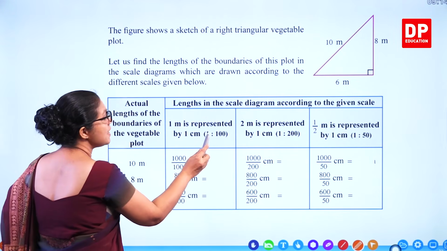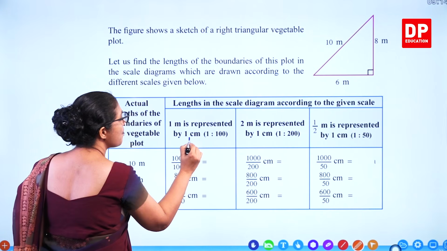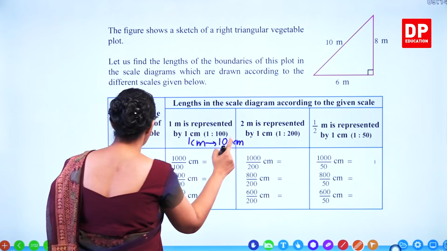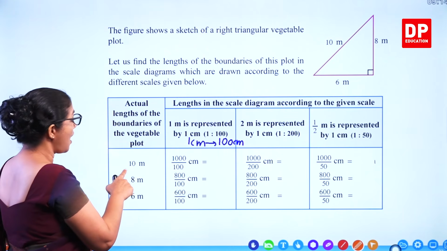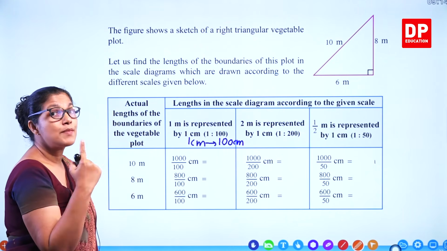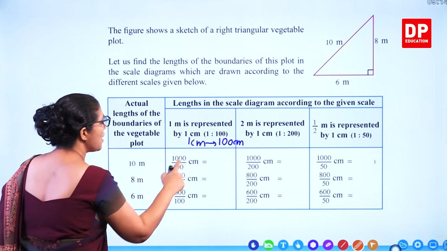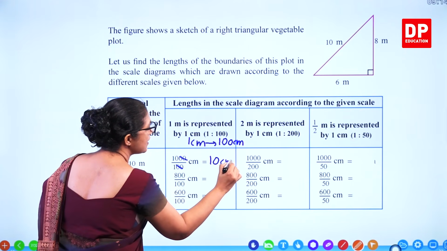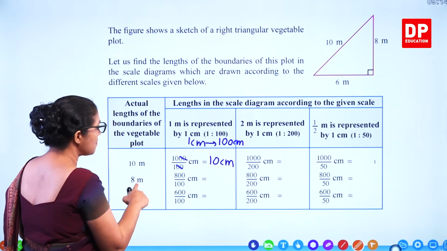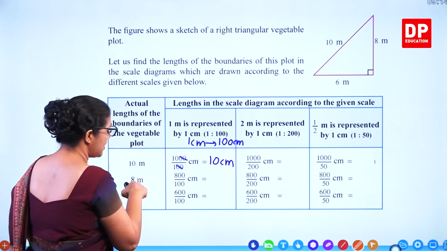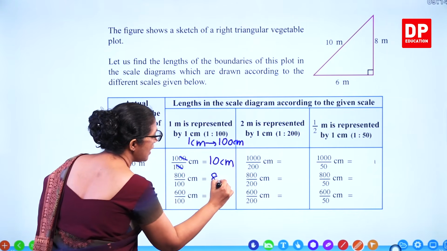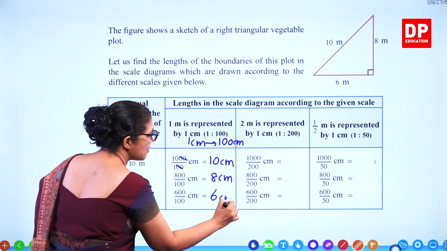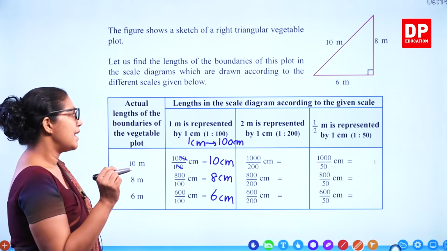So 1 to 100 means 1 centimeter represents 100 centimeters. So if this is 10 meters, that means 10 times 100, 1000. 1000 divided by 100, you get 10 centimeter length you need. 8 meters means 800 divided by 100, 8 centimeters. 600 divided by 100, 6 centimeters. These are the scale lengths.